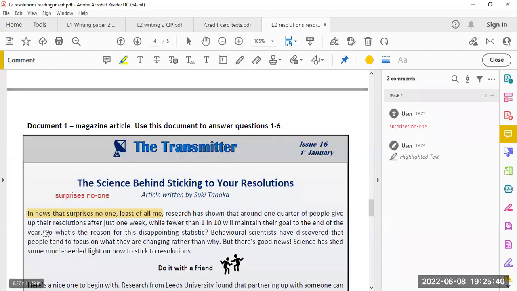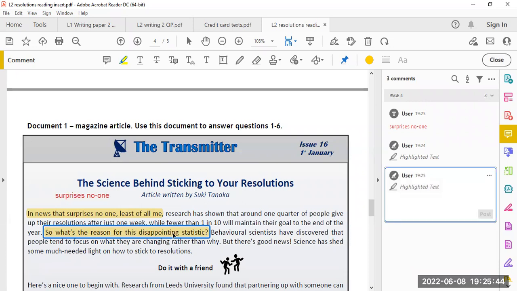Now, it goes on then to say, "so what's the reason for this disappointing statistic?" There's one word here which makes this biased, which makes this an opinion. If this had just said, "so what's the reason for this statistic?", that would literally just be a question. It wouldn't be a bias. It wouldn't be an opinion. But the fact she's used that word "disappointing" there is a judgment. She's making a value judgment there. She's using a subjective word. She believes this is disappointing.